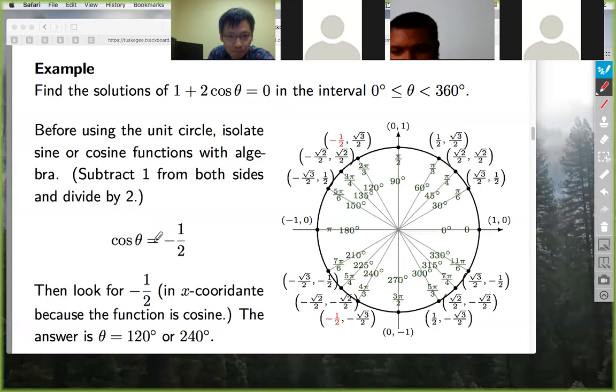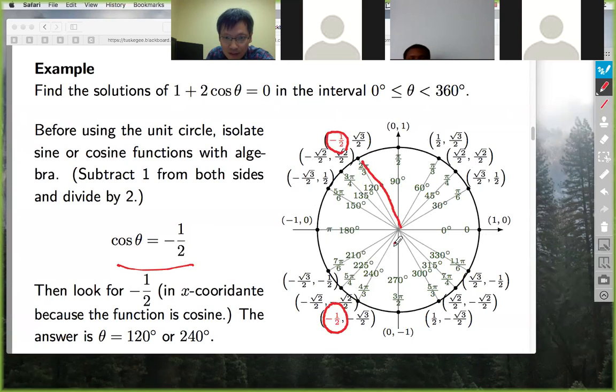After doing that, look up this number -1/2 from the unit circle. Cosine is the x coordinate, so look up -1/2. There are many numbers here, but if you look at the x coordinate, it's right here, and the second one right here. So we have two angles, this and this: 120 and 240, two solutions. The question asks you to find the solutions between 0 and 360, so these two are the answers.